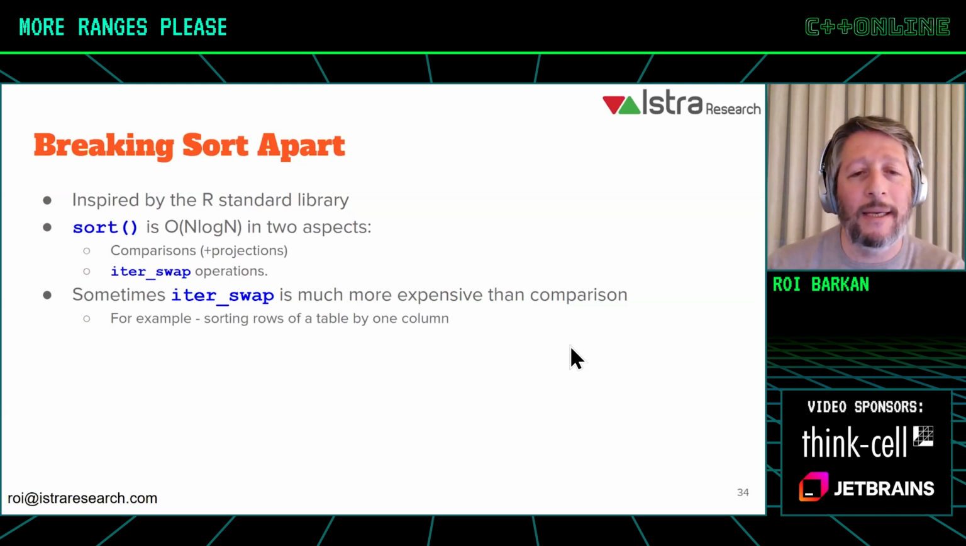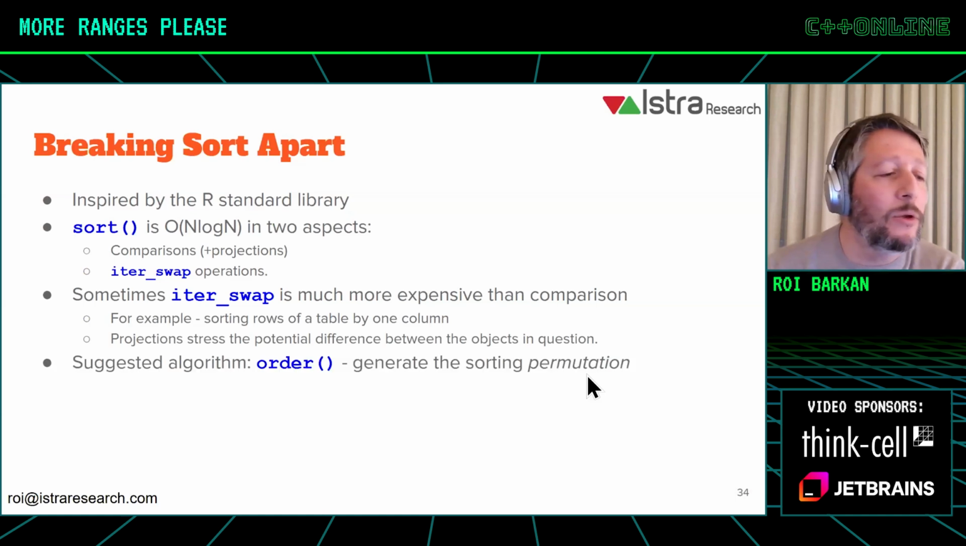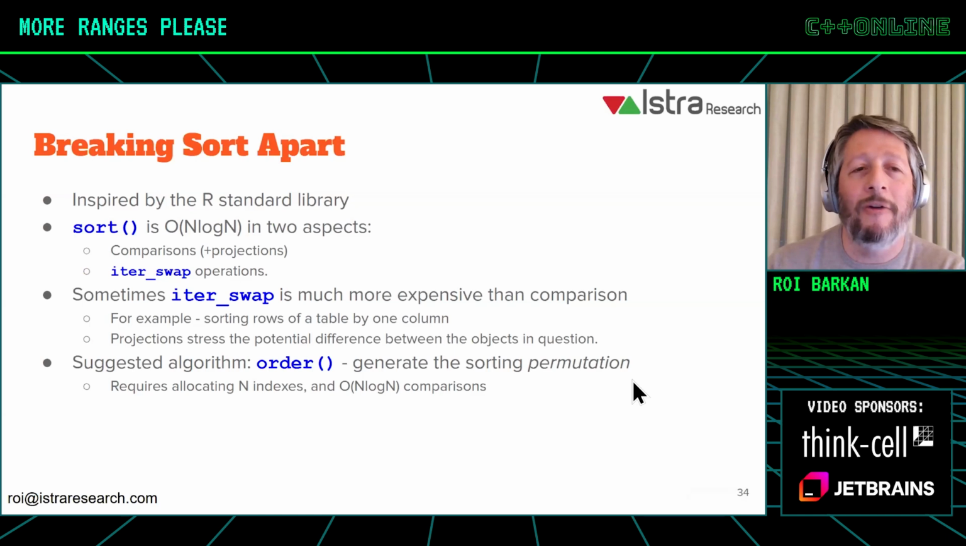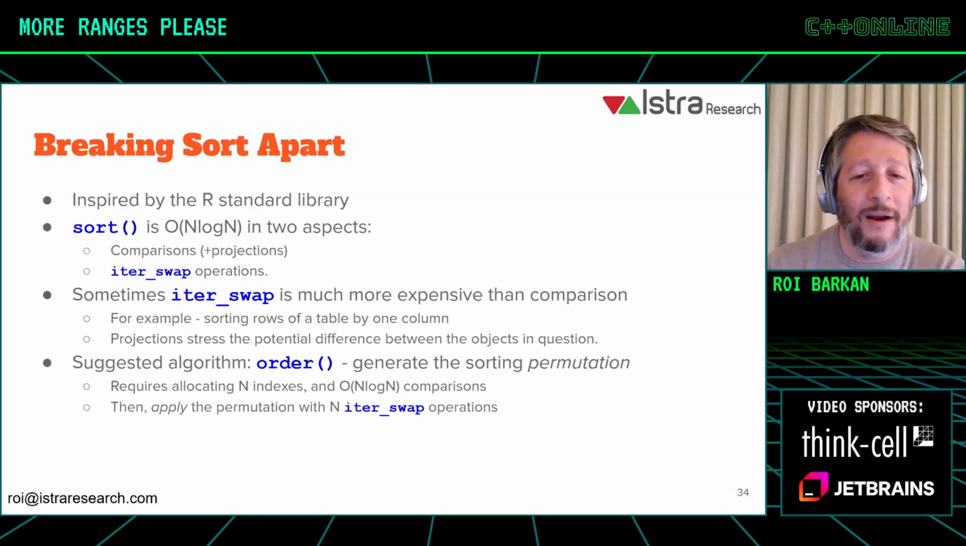And once we know that swaps are expensive, maybe we can have a better sort that does n log n comparisons, but fewer swaps. Maybe we can do only n swaps. And the basic idea is that we can do it if we break the sort into 2 different operations. One is an order operation that doesn't really swap anything around. It just takes a range as an input, and it generates the order, or the permutation, as a result. And if I have that permutation at hand, then I can perform just a single pass of reordering or swapping things just once using that permutation.